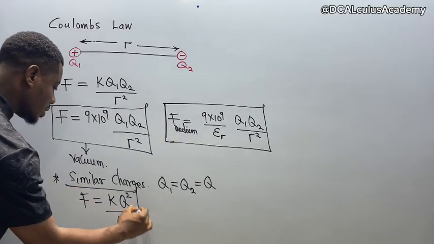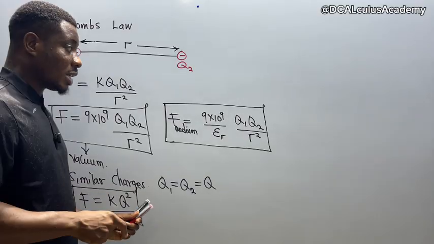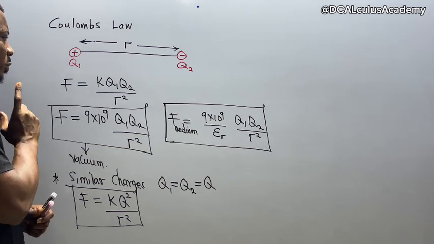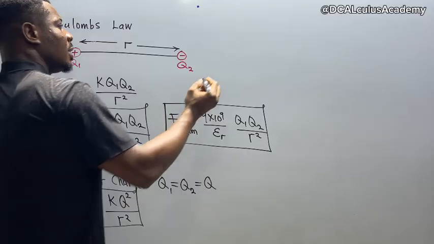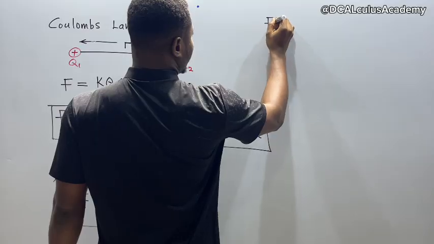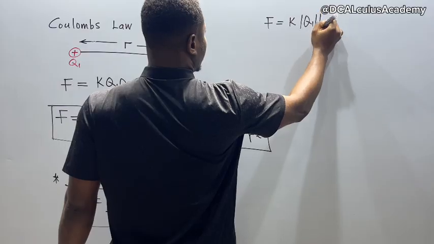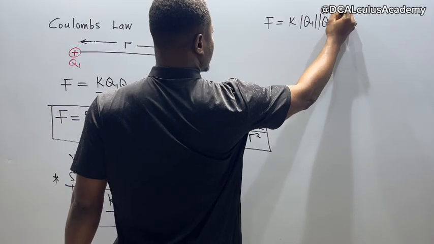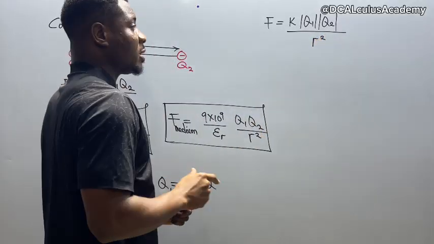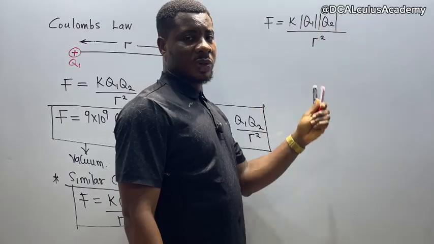So I'm using this formula when the test question tells me that the charges are the same, charges are similar. Now, what is the most correct form of writing this formula? Remember that the most correct form should be like this: F is equal to K modulus of Q1 multiplied by modulus of Q2, all divided by R squared. What does this tell me? It tells me that when solving, your charges should be taken as positive.